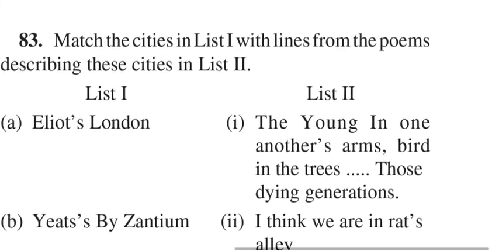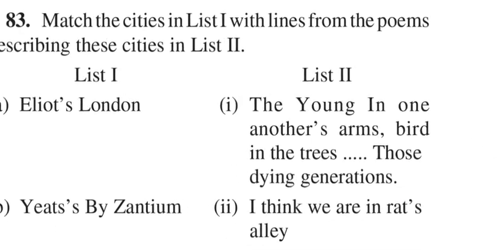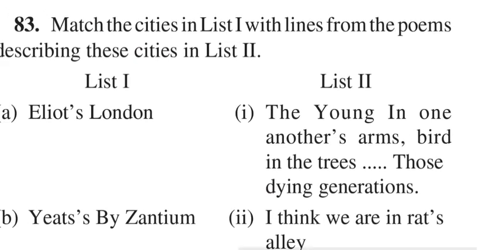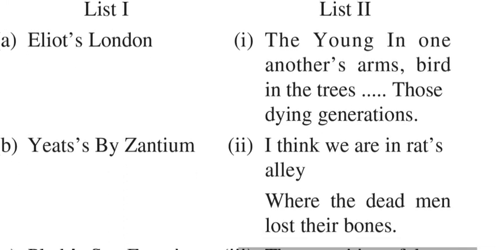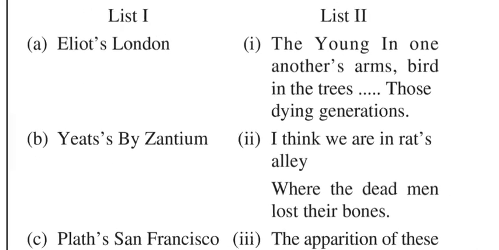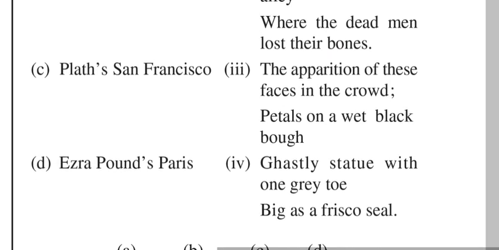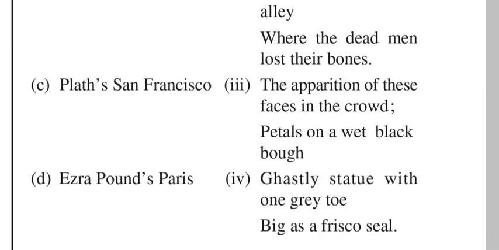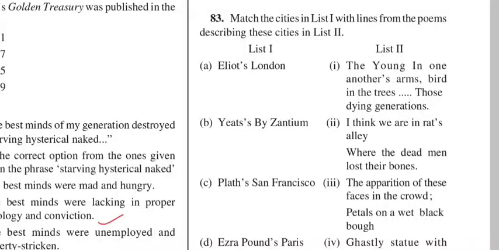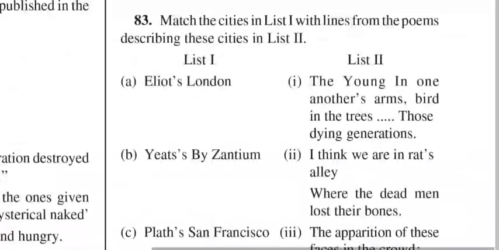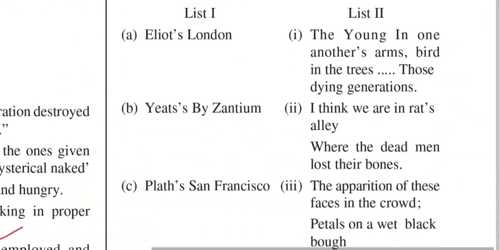83, it says, match the cities in list 1 with lines from the poems describing these cities in list 2. In list 1 we have Eliot's London, Yeats's Byzantium, Plath's San Francisco, Ezra Pound's Paris. Then these are the lines. So let's try to find out the correct answer of 83. The correct answer will be C.